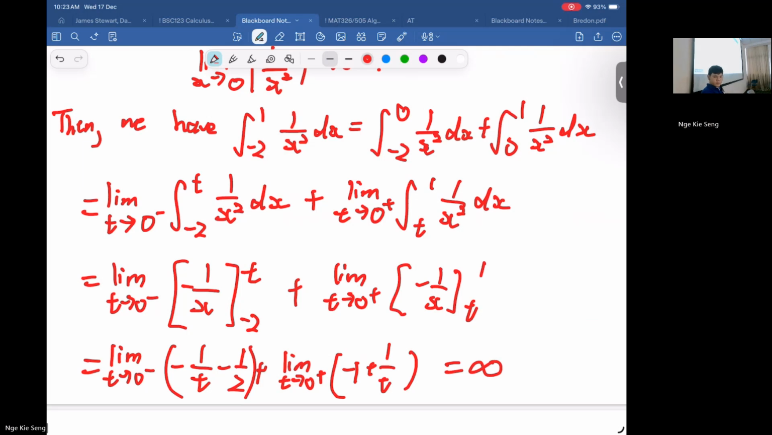Although this is minus 1 over t, you are coming from the left-hand side of 0. Left-hand side of 0 means a negative number, so negative becomes positive. So it diverges, because the limit doesn't exist. Any question?